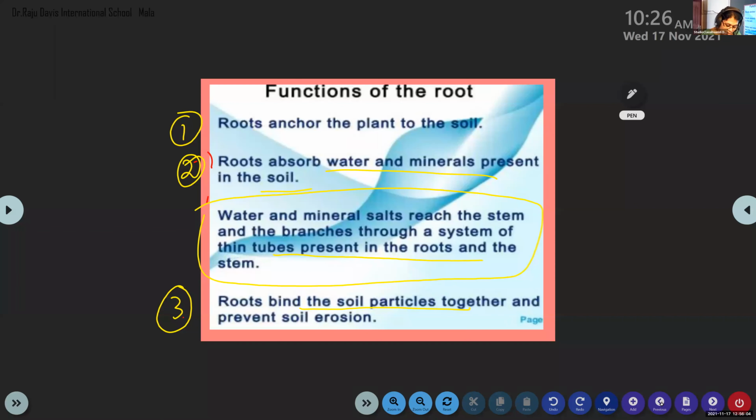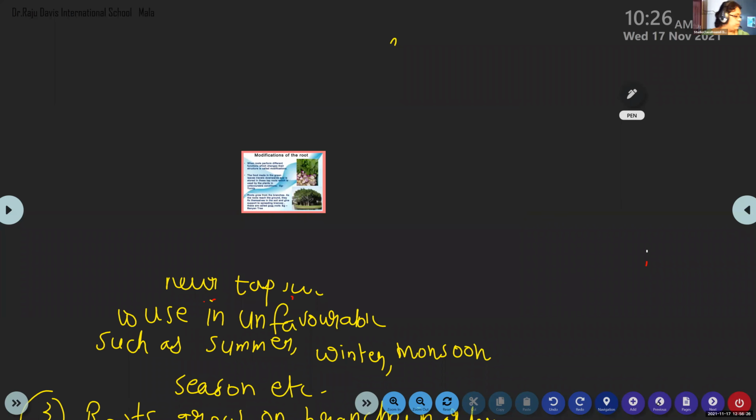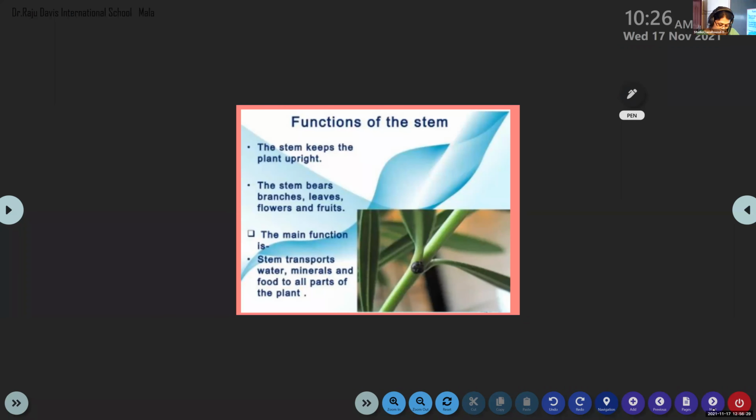So we completed the root now. Now we have to go to the stem, and finally we will reach the flowers. Okay, ma'am. Now we are coming to the next part, stem. Okay, so write the heading, all of you: stem. Now you should write stem or function of stem. The heading is stem.